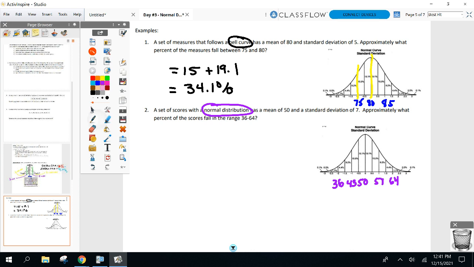So what percent of scores are between 36 and 64? I don't really need to add, though you can add them up if you want. I think we just went over this, right? This is within 2 standard deviations, -2 to 2. So what's the percent going to be? 95.4%. You can add it up and you'll still get the same thing.